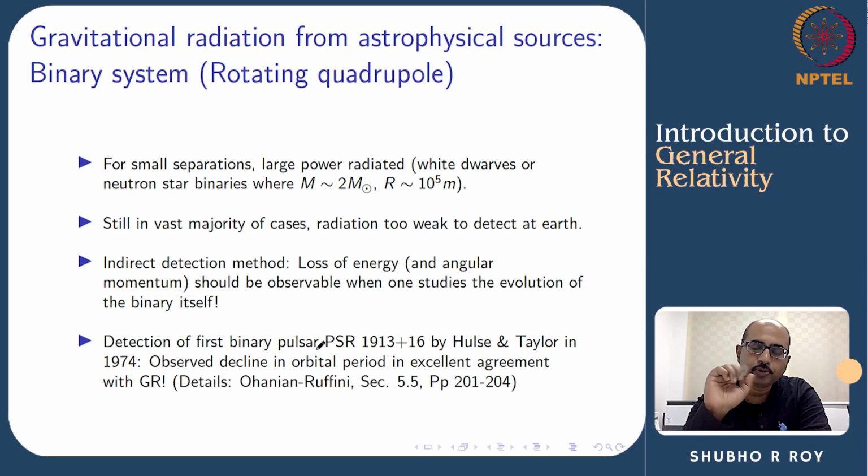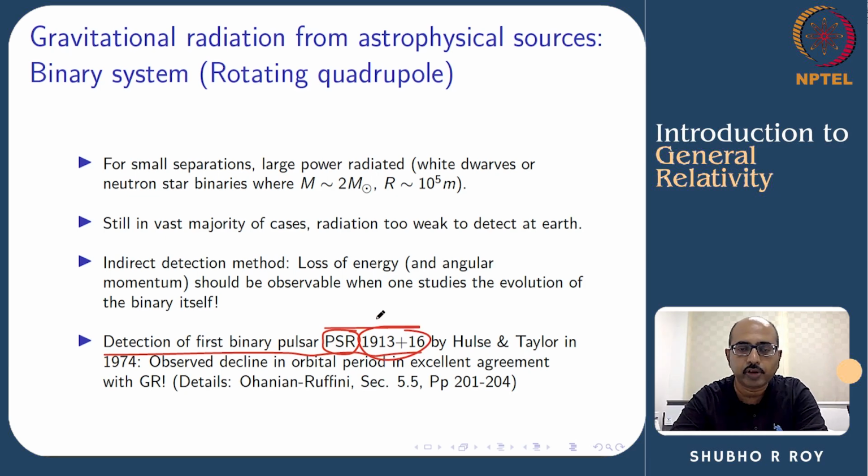And from those pulses, we can get an idea about their orbits, orbits and periods and all that. So the first binary pulsar which was detected was a game changer. This was in 1974 by Hulse and Taylor. This is called PSR 1913+16. The PSR is just the short form for the word pulsar, and these are actually coordinates in the sky, the location on the celestial sphere.